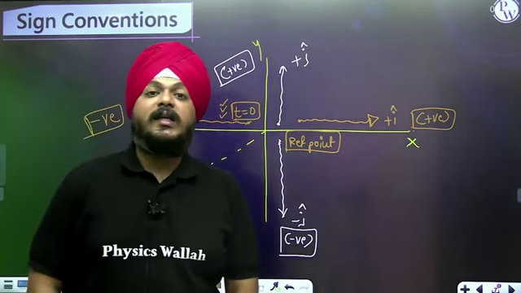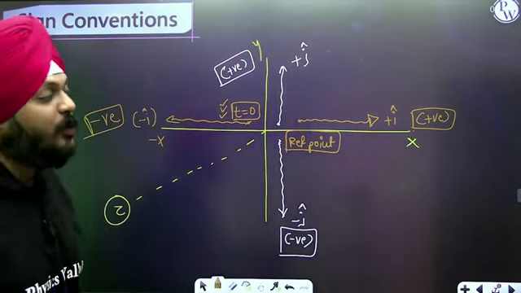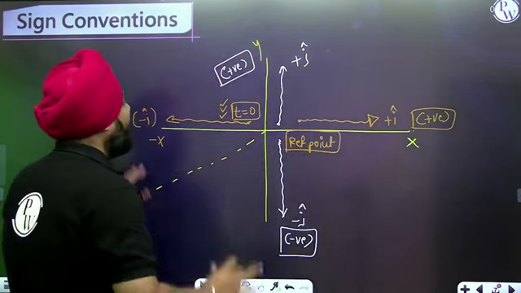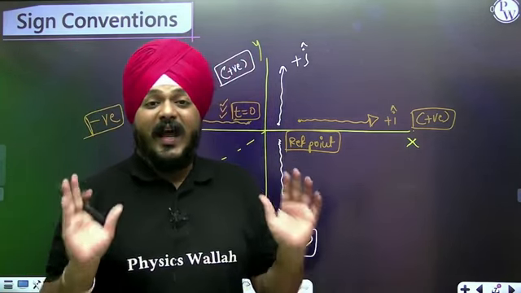So the sign conventions are clear for you all. From now onwards, we are going to take upward as positive. These are the generalized sign conventions that we are going to use till the end of physics.